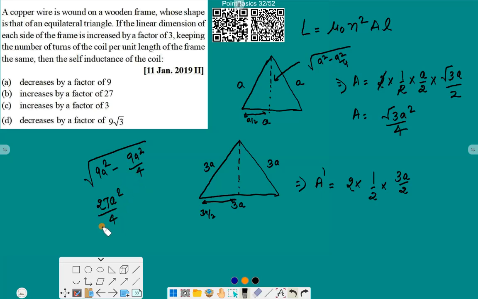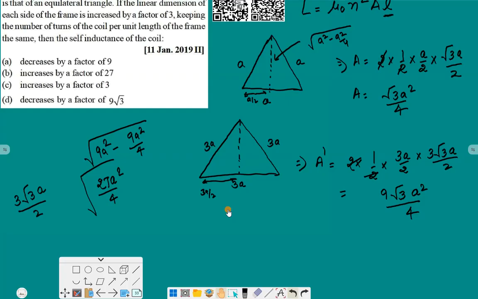A square by 4 under root, and that can be written as 3 root 3 a by 2. So 3 root 3 a by 2 gets cancelled again, and this is 9 root 3 a square by 4. Now coming to the length, as we have length also in this formula. The length of this solenoid will be 3a, and for this solenoid will be 9a. So now we can divide L dash by L, that will be mu node n square.